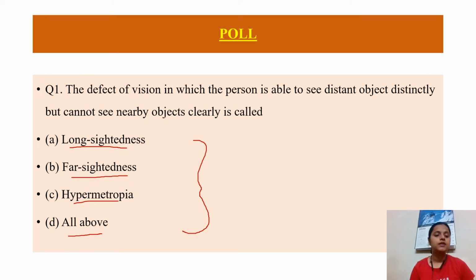So yes, the answer is all of the above, because hypermetropia is known as far-sightedness, and far-sightedness is also known as long-sightedness. So yes, the answer is D, all of the above. Now let's move on.